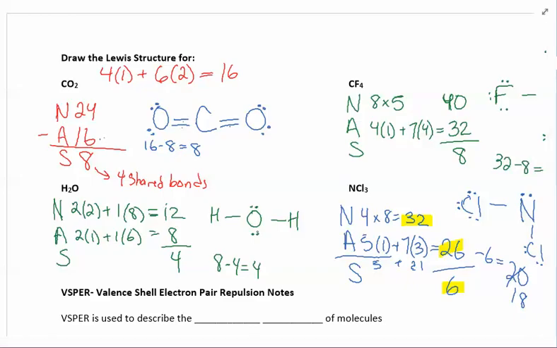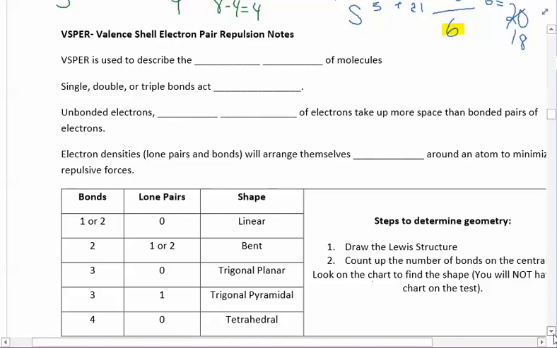So again, this was meant to be a quick review of Lewis structures for you, because we are going to be using them. VSEPR is also coming back here, the valence shell electron pair repulsion. So VSEPR is used to describe the 3D structure of the molecules. When we're using VSEPR, single, double, and triple bonds act the same. And then unbonded electrons or lone pairs of electrons take up more space, so it affects what you have for your overall shape.